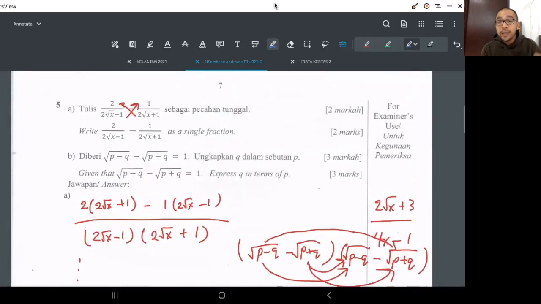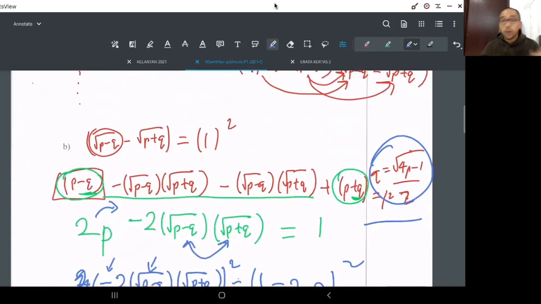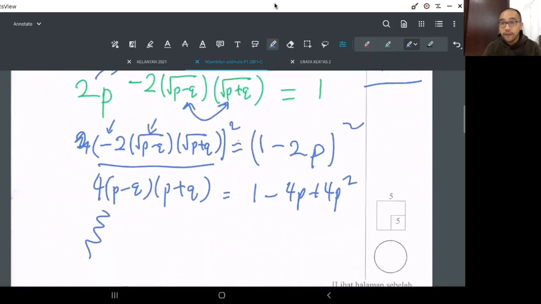In question A, you do it by rationalizing the denominator. Okay, and in question B, you do it by trying to square your way out so that at the end, you don't have any more square roots. Okay, so this is what we call a real technique menjawab lah. Okay, and it comes with a lot of practice.